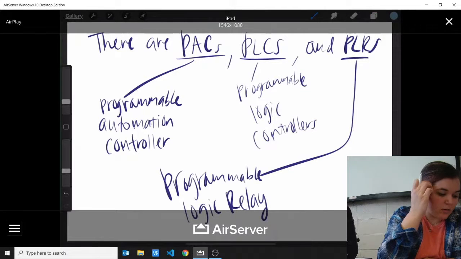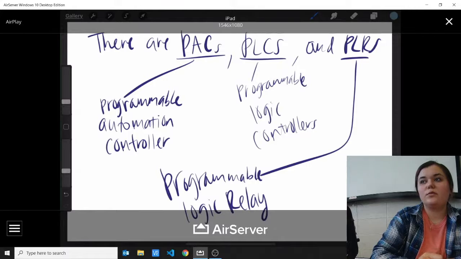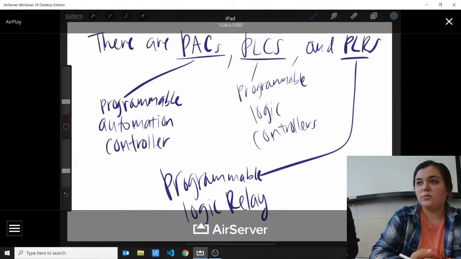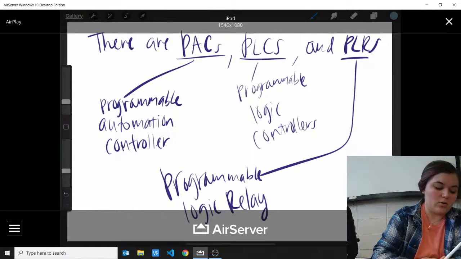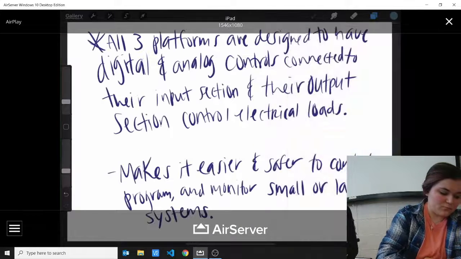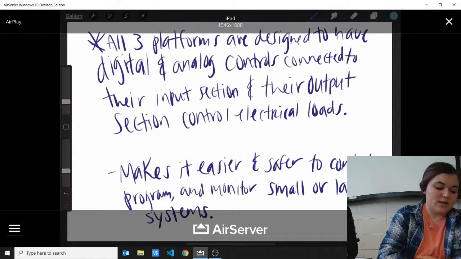And so there are 3 different types of control systems or programmable controllers that you would see. Those are PACs, which are programmable automation controllers, PLCs, which is what we always mess with, and PLRs, which are programmable logic relays. All 3 platforms are designed to have digital and analog controls connected to their input section, and their output section controls electrical loads. It makes it easier and safer to control, program, and monitor small or large systems.